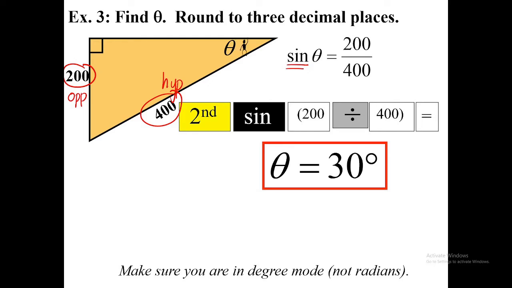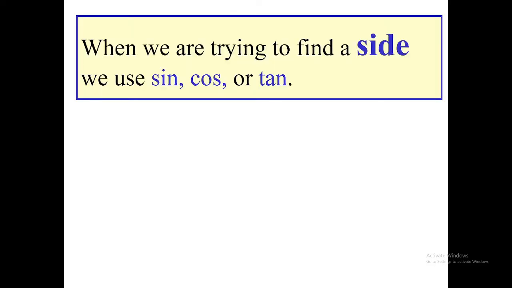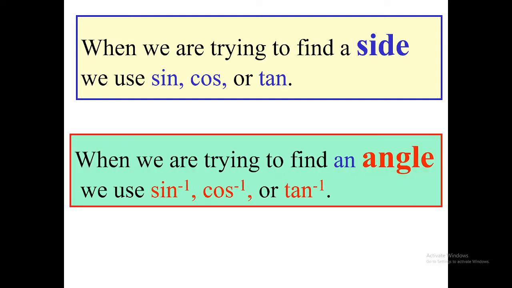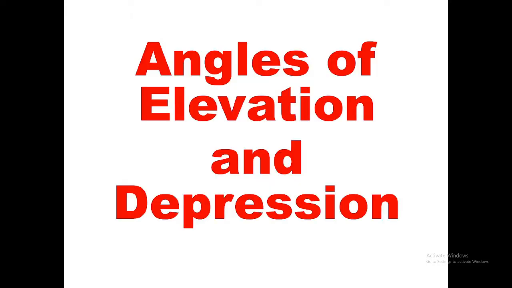Now, when we try to find a side, we use sine, cosine, or tangent. When we are trying to find an angle, we should be using sine -1, cosine -1, and tangent -1. So those are 2 important things that we need to remember all the time. Let's have the angle of elevation and depression. We will be focusing on problem solving right now.